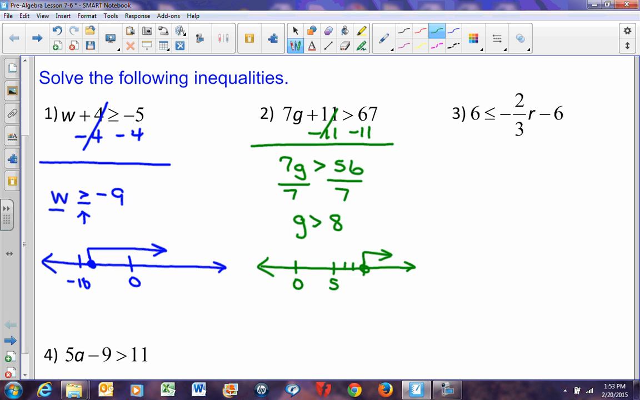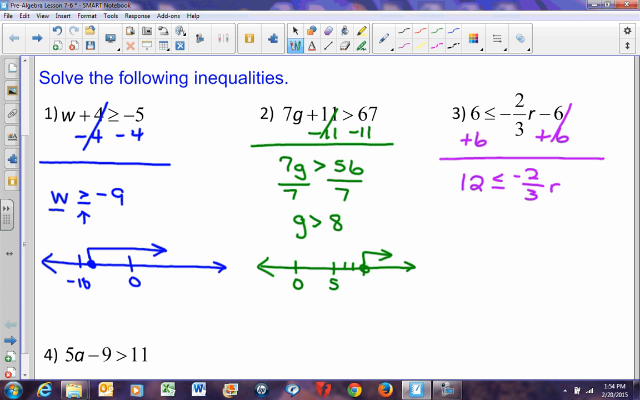My next inequality, 6 is less than or equal to negative 2/3 r minus 6. The first thing I need to do is find whatever was done to r. If I look at it, negative 2/3 is multiplied by r, and then 6 is subtracted from r. So I need to undo addition and subtraction first. I will add 6 to both sides. 6 plus 6 is 12. 12 is less than or equal to negative 2/3 r, because these cancel out.